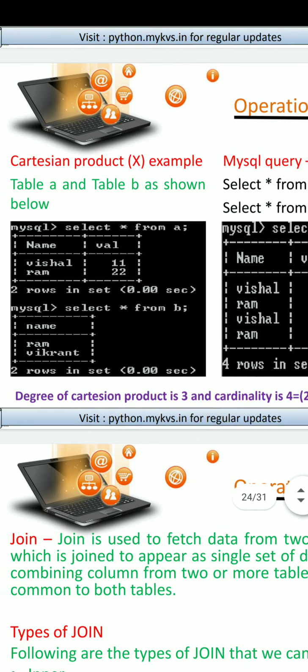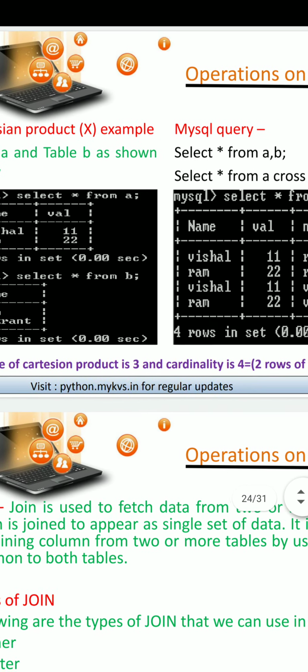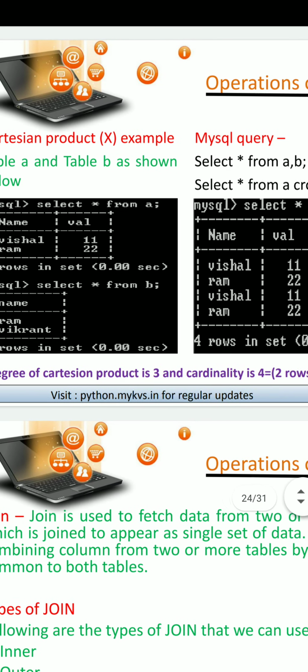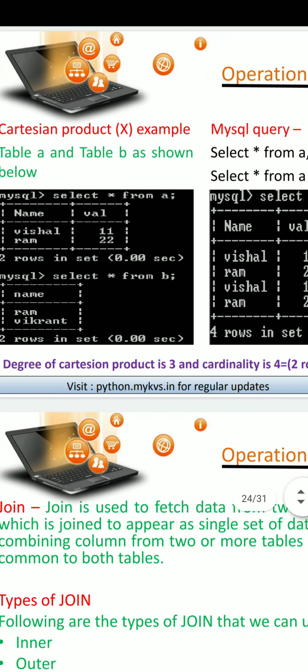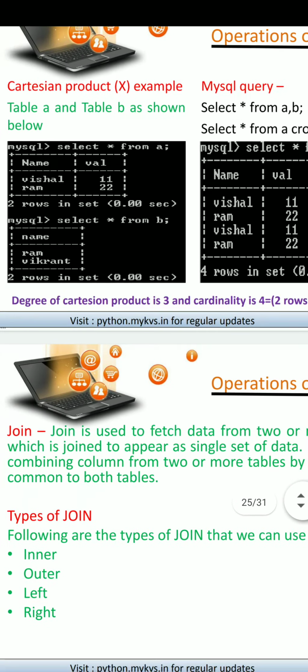Vishal from the first table, Ram from the second table, then Ram from the first table and Ram from the second table. Similar like this, then again Vishal for the Vikrant. So it's multiplying, very easy. You can do it practically.